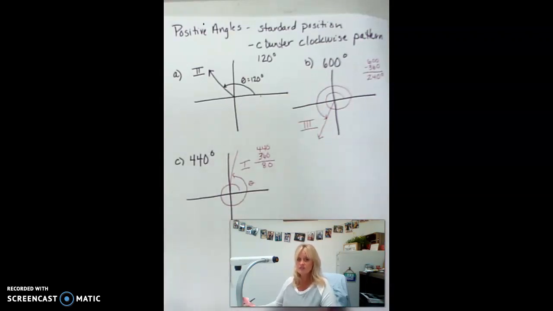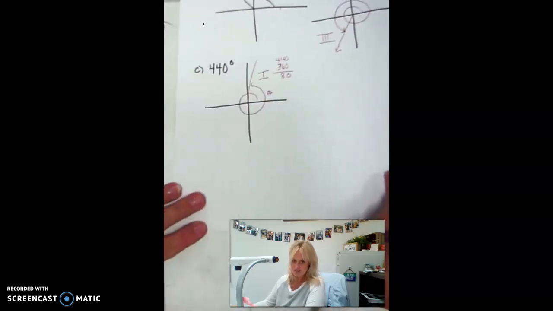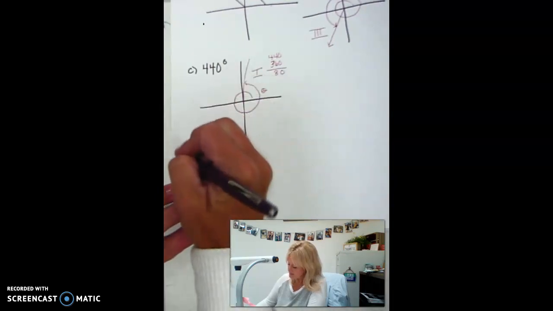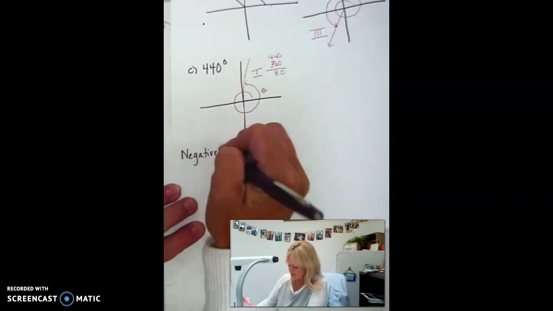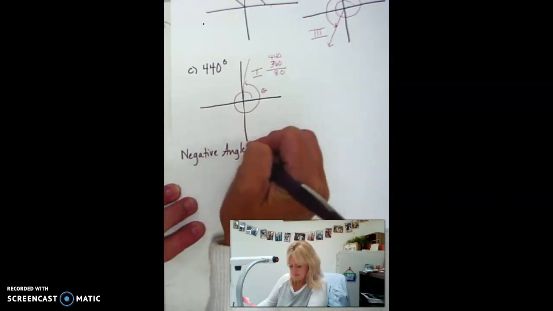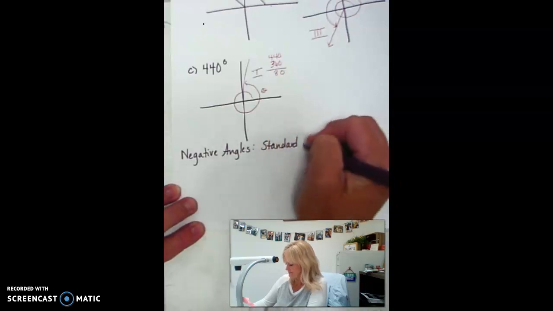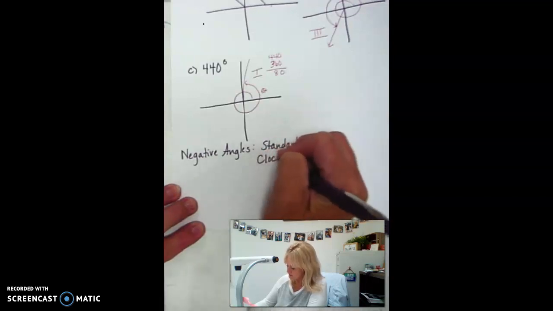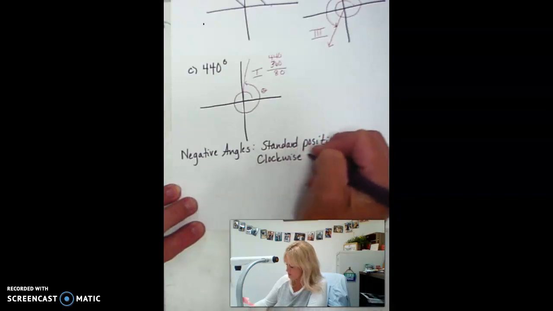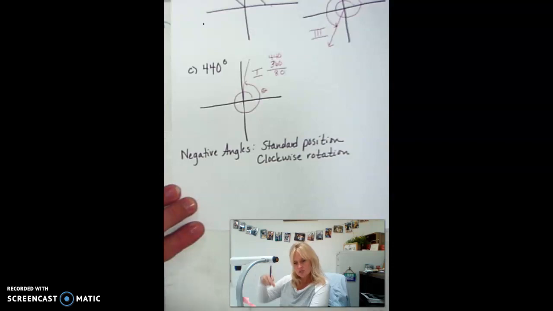Well, if positive angles go in a counterclockwise pattern, which way do you think negative angles are going to go? Negative angles go in a clockwise pattern. So a negative angle still comes from standard position, and it is at a clockwise rotation this time. So it's very important to know. One way you can think about it is negative seems to go down, and so maybe that will help you also.